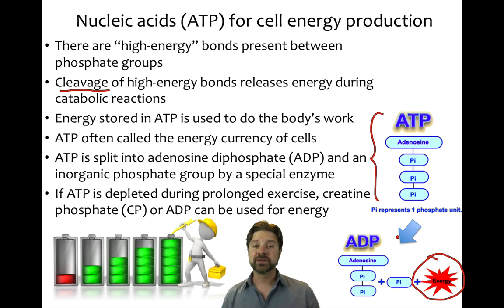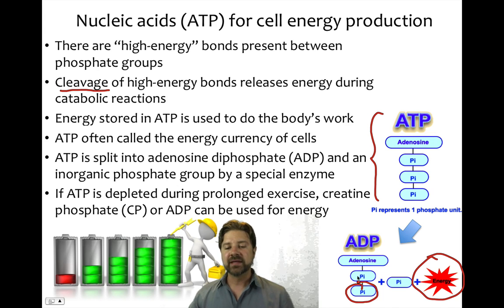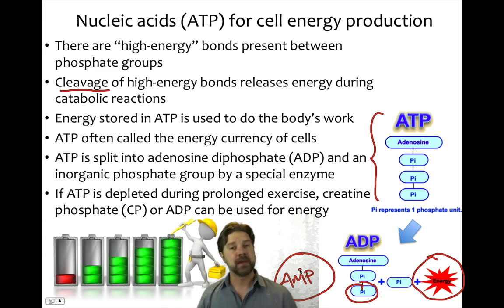Now, we even have an alternate system for when ATP gets depleted too quickly. We can go to the alternate system to fuel whatever needs we have, and that's done through a chemical called creatine phosphate. Or we can even break down one more phosphate group off of ADP, and then it becomes AMP, which is called adenosine monophosphate.